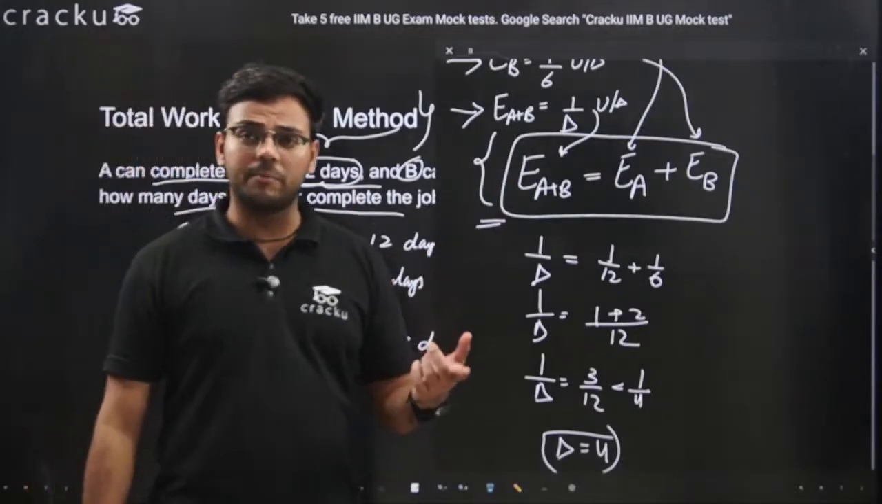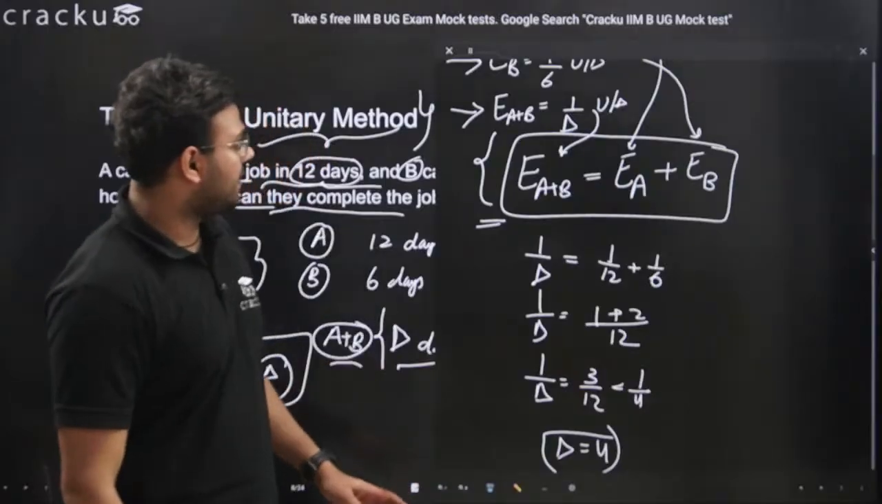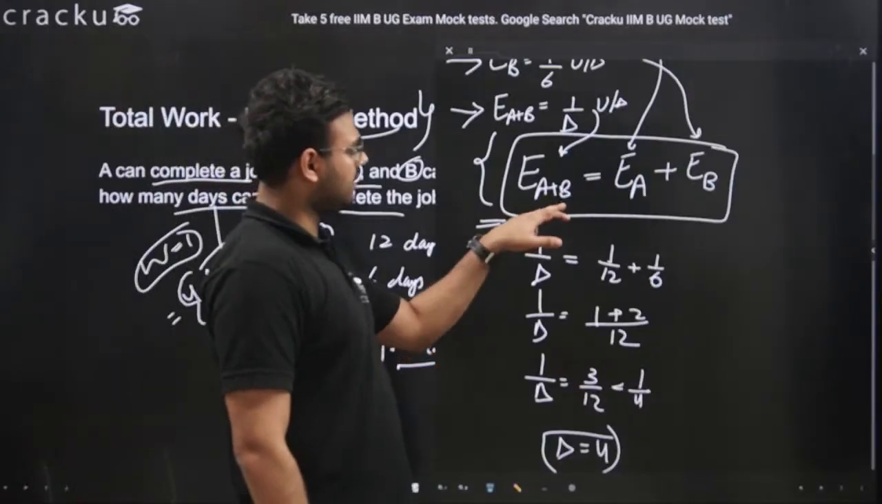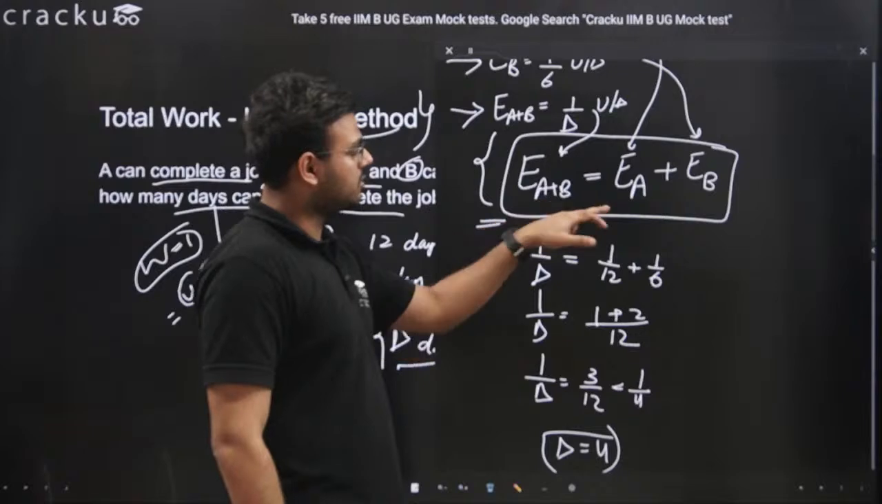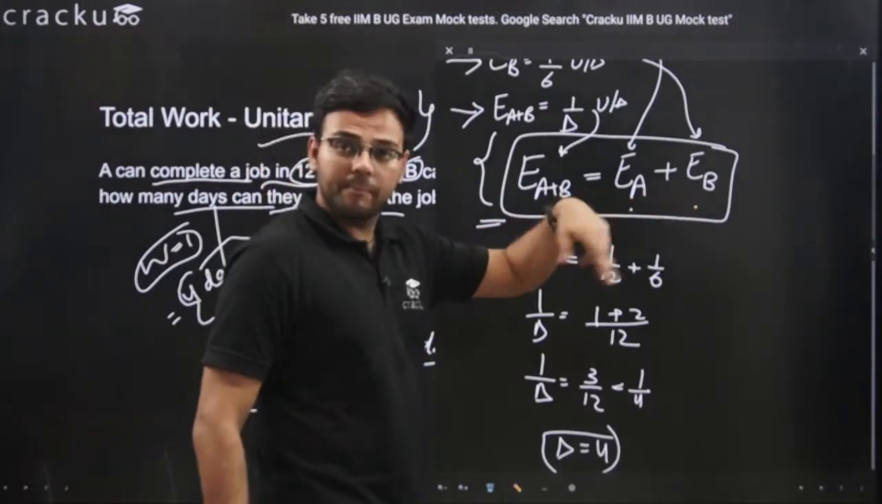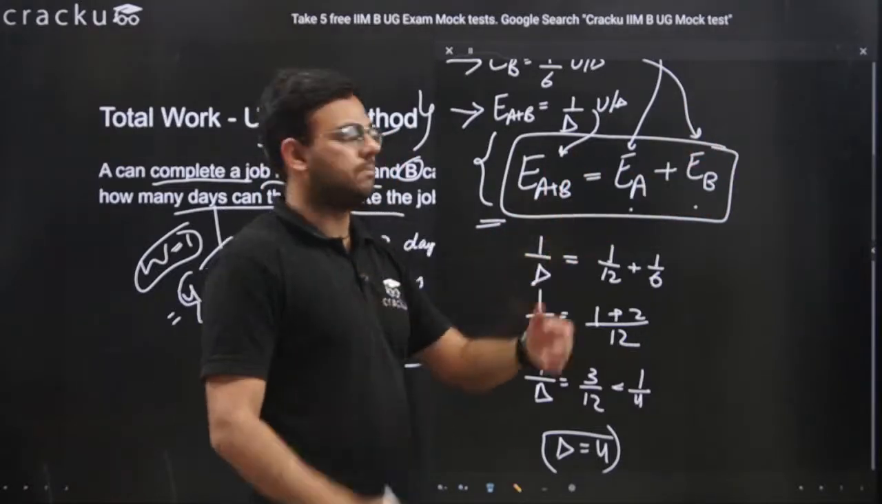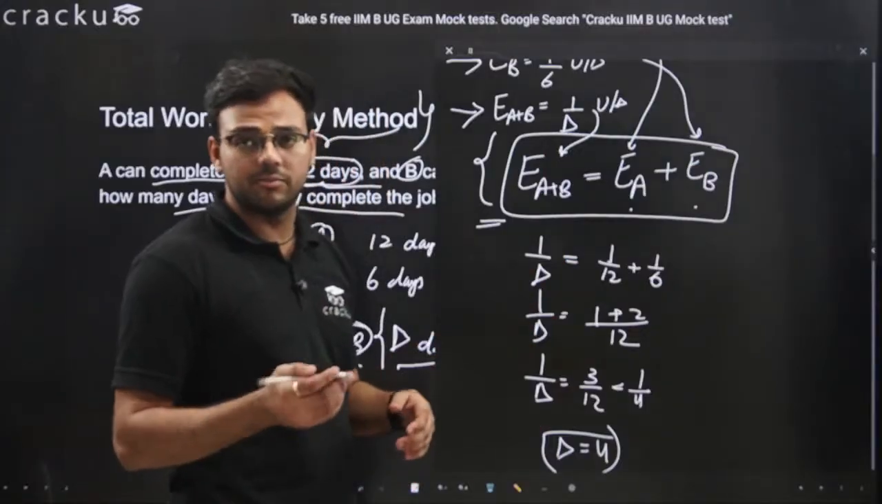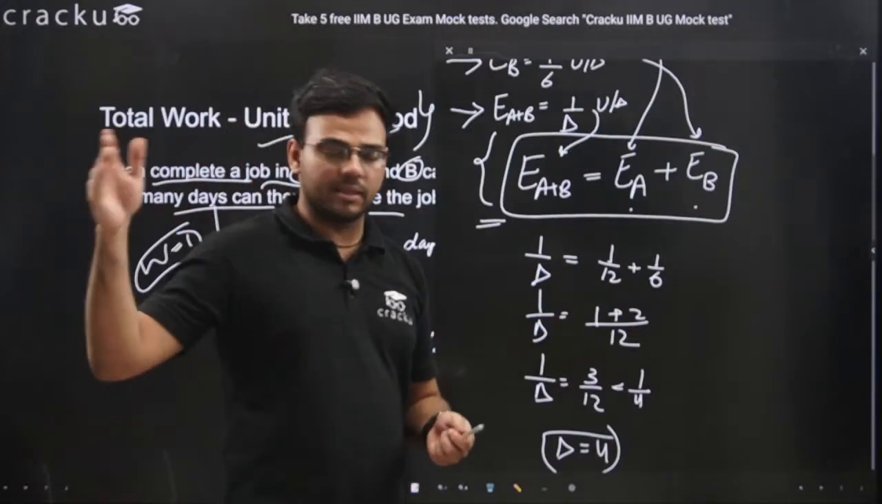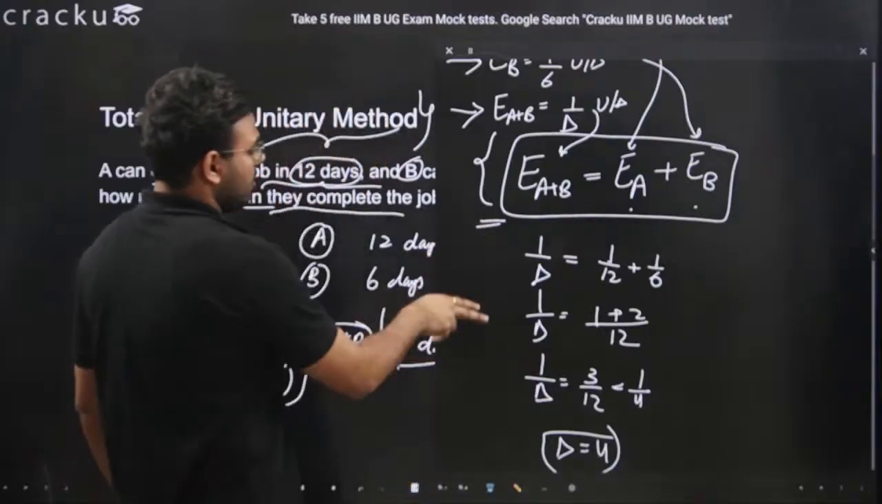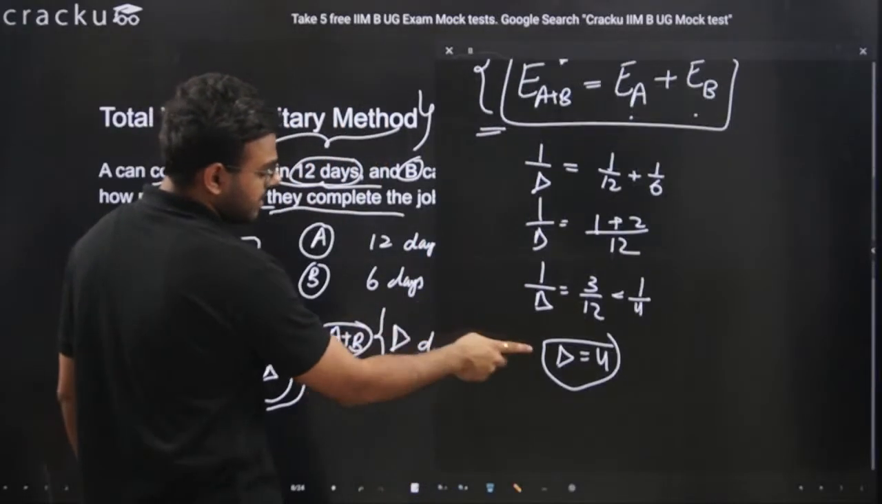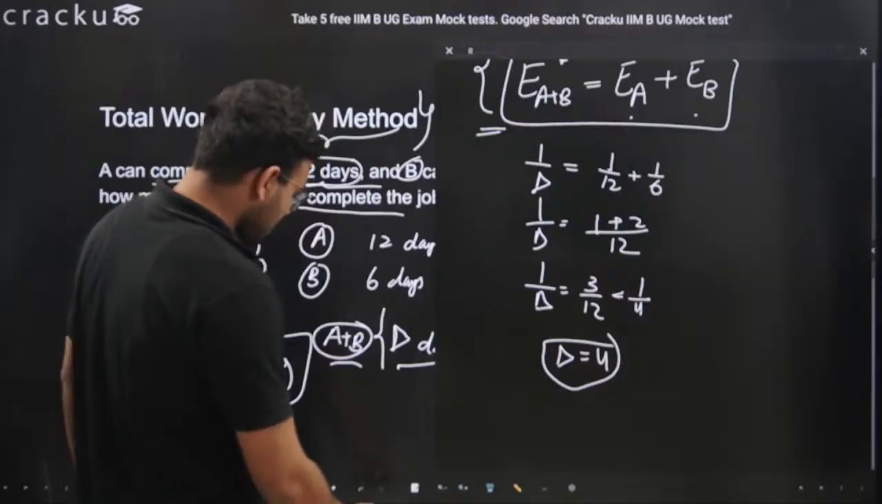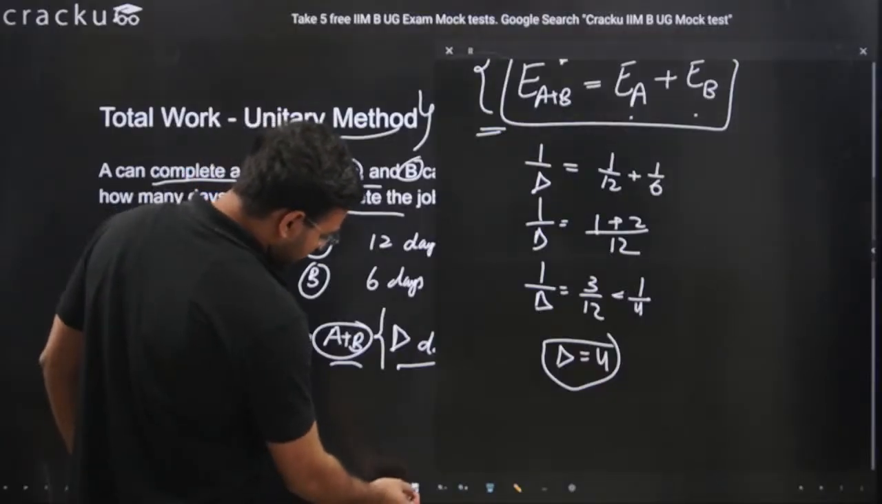So let's say there was one more person, which is C. The combined efficiency of A plus B plus C, that is E of A plus B plus C, is equal to EA plus EB plus EC. If there were 3 people, the combined efficiency will be EA plus EB plus EC. So you can just equate their efficiencies and get the answer. Now this was the unitary method.